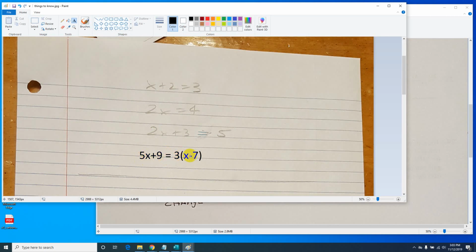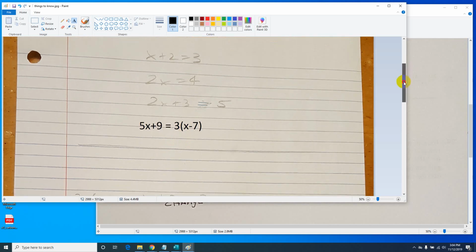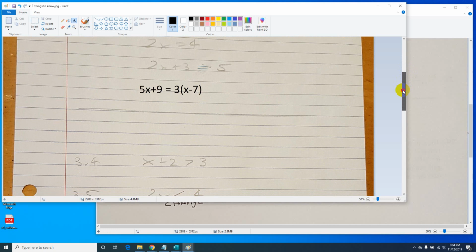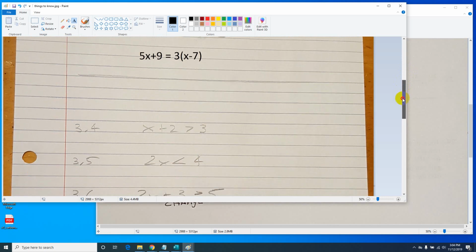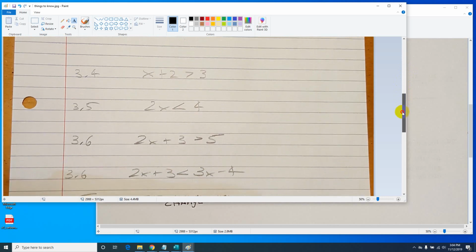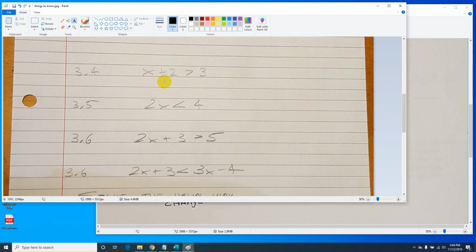You have x on two sides. You have to move the x's to one side and the constants to the other. This stuff you've been tested on. But the new stuff that you're going to be tested on, and I would not be surprised if the test concentrates on the inequalities, is this stuff in 3.4, 3.5, 3.6, 3.7, no, just 3.6. And you can see it's basically the same stuff except there are inequalities.